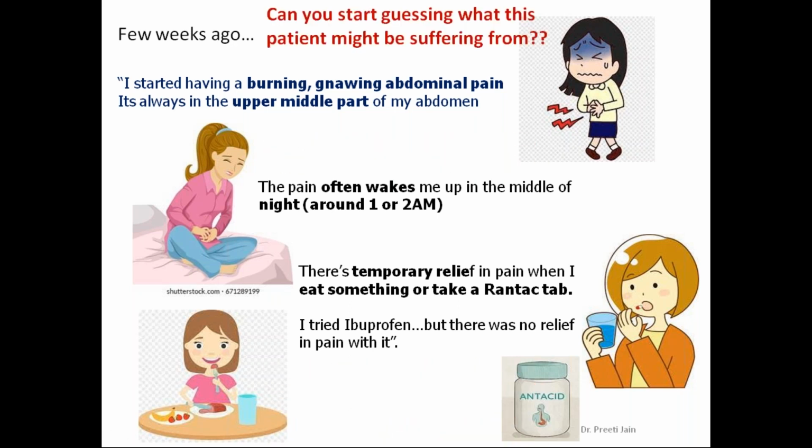So can you start guessing what this patient might be suffering from, right? You have some pertinent points here. You know about the profession, criminal lawyer, so maybe she is under a lot of stress, right? 50 years old, vegetarian. She might be taking in tea or coffee. So teetotaler. She has pain in the upper middle part of the abdomen, which wakes her up in the night, and she gets relief by eating something or taking a Rantac tablet.